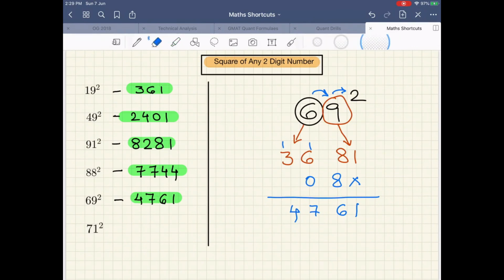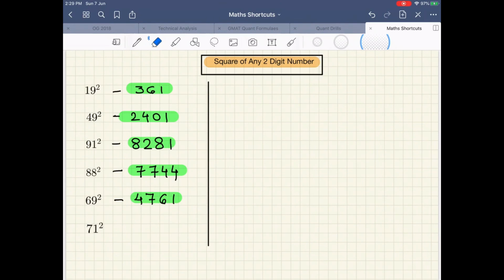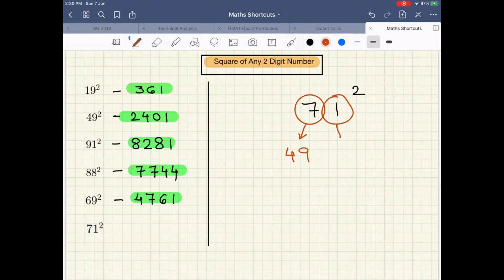The last question, 71 square. 7 7s are 49. 1 square is 01. 7 1s are 7. 7 2s are 14. We need to add 1, 4, 5. So 5, 0, 4, 1.